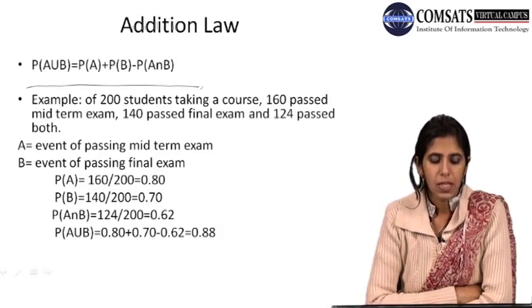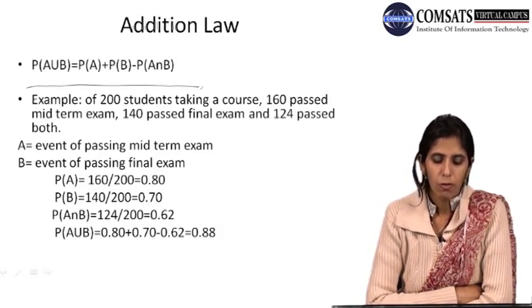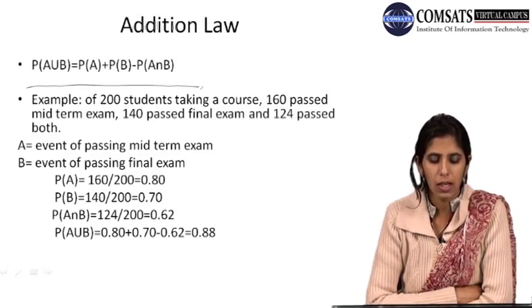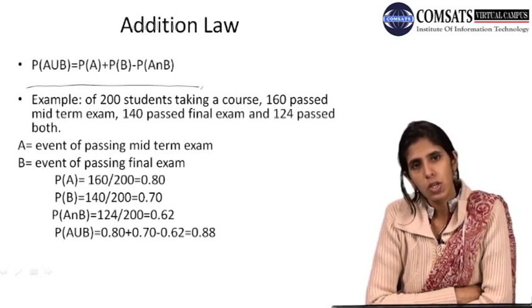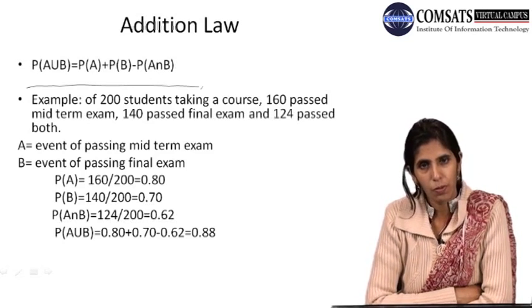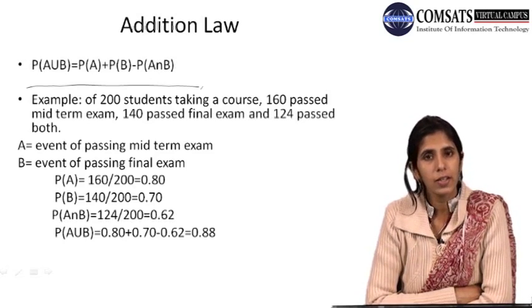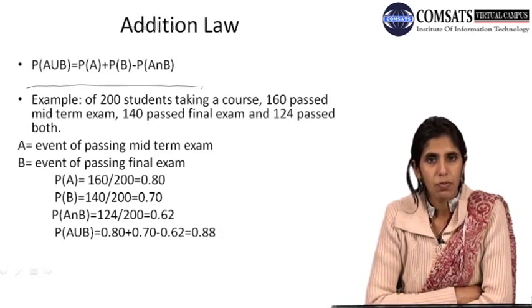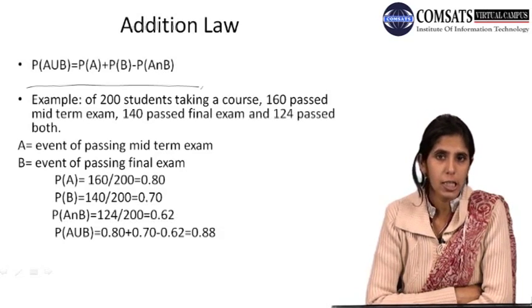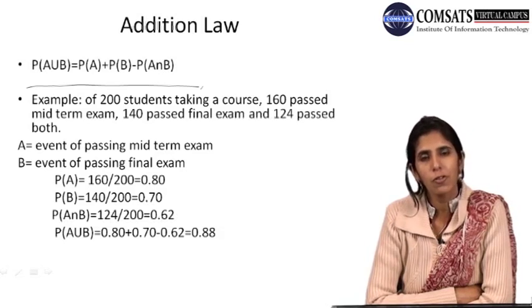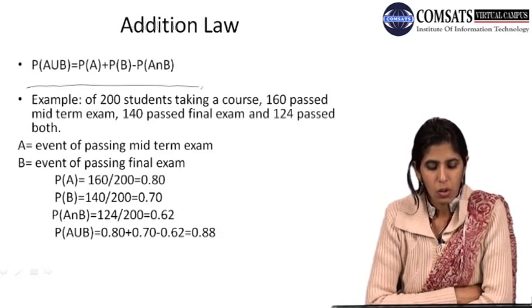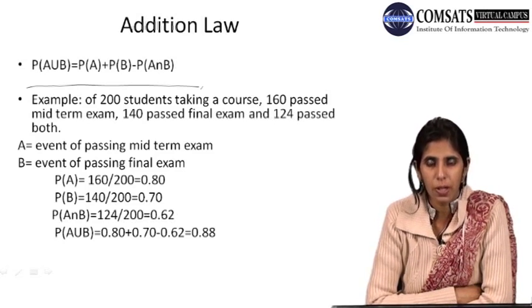As result. Similarly, the probability of B is 140/200, meaning 140 students ne clear kiya hai final exam out of 200, which gives us the probability of 0.70. A intersection B stands for those students who are there in 200 group of students, but they have cleared, they have passed both the exams. When you talk about both the exams, meaning exam 1 is clear, exam 2 is clear, so 124 students have cleared both the exams. So 124 in the fraction of 200 results 0.62 is the probability.